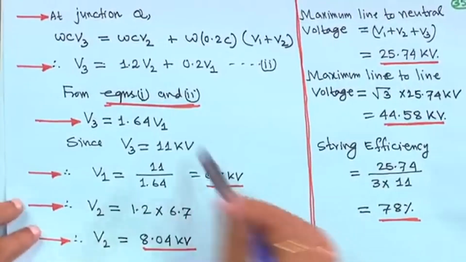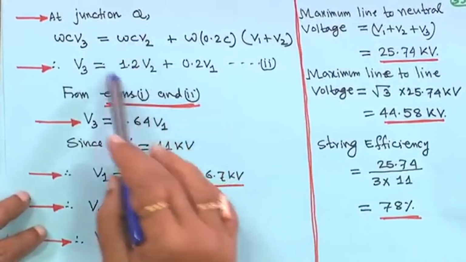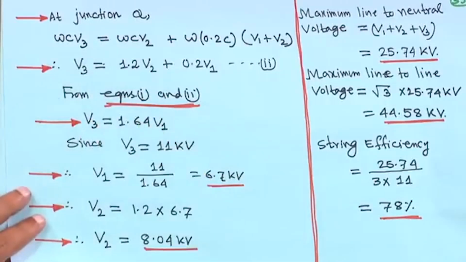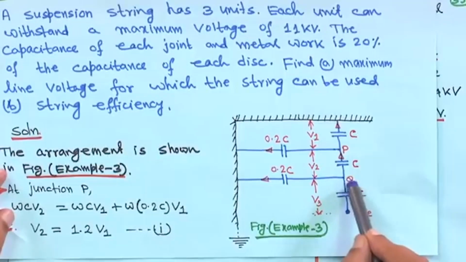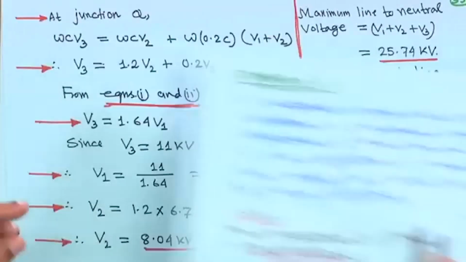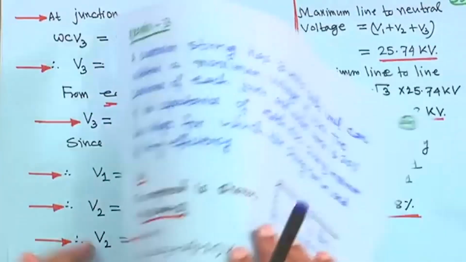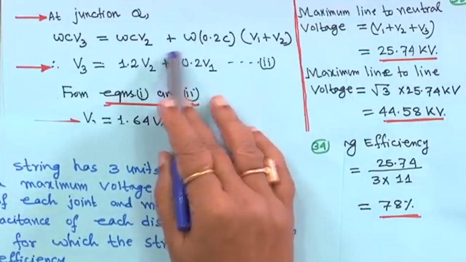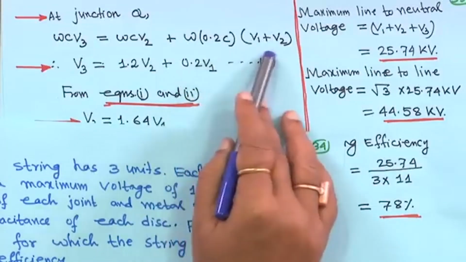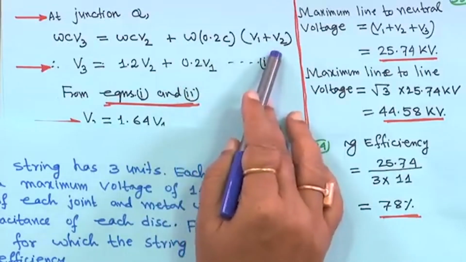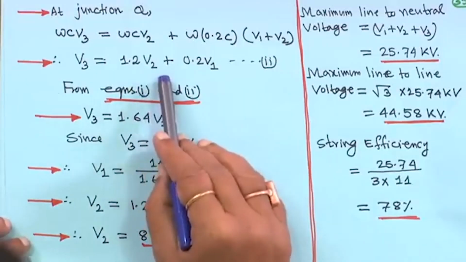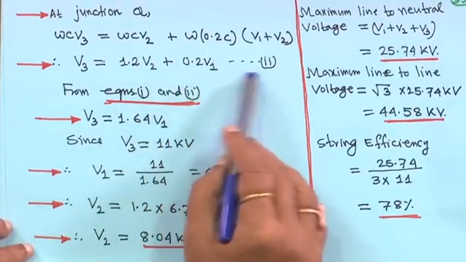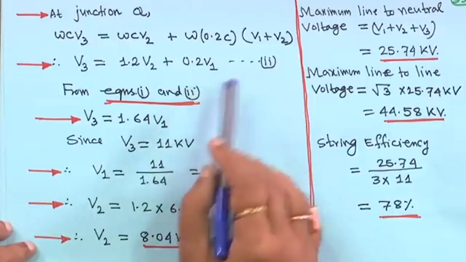Similarly, at junction Q, omega C V3 is equal to, looking at this diagram, omega C V2 plus omega into 0.2 C multiplied by V1 plus V2. So, you will get V3 is equal to 1.2 V2 plus 0.2 V1. So, this is equation 2.